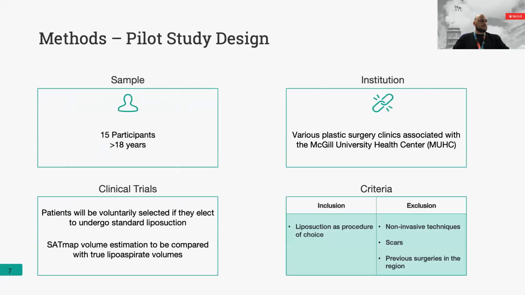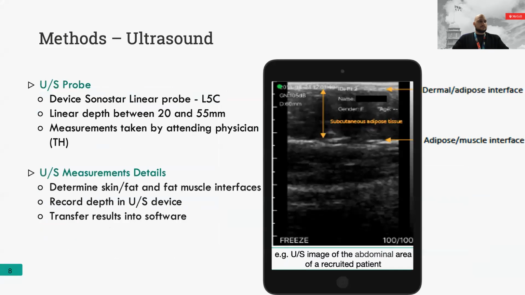In this pilot study, a total of 15 participants will be selected to evaluate the accuracy of the pilot software. The study will be conducting trials at plastic surgery clinics associated with our academic institution who regularly perform surgical procedures involving adipose tissue. Patients will be selected based on their procedure of choice, namely if they elect to undergo standard liposuction and do not opt for any non-invasive techniques of lipolysis. Furthermore, patients with scars or previous surgical procedures performed in the areas of interest will be excluded.